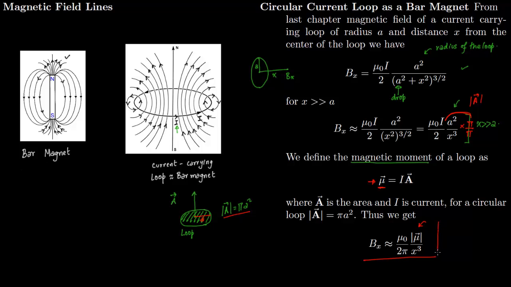So this is how we get, for a circular loop, the magnetic field at a distance x, and for this circular loop, x was really bigger than the radius.